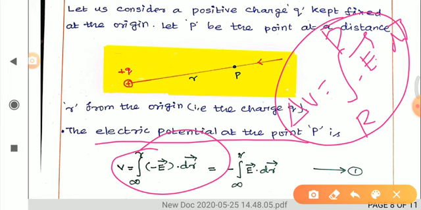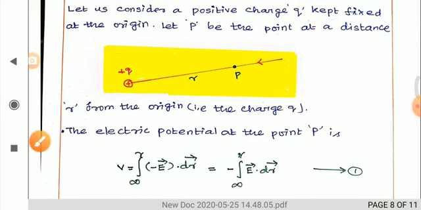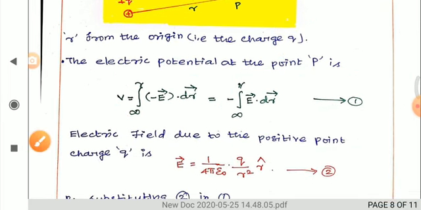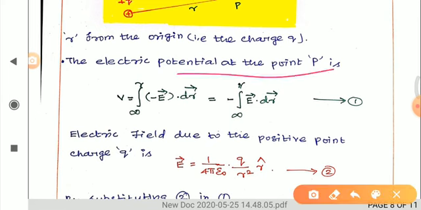So we have to be clear about the formula, right? In this case, we are discussing electric potential at the point P due to the point charge. So this is the general formula: V is equal to integral from infinity to R of minus E vector dot dr vector. Okay, what is the next step we have written? That is nothing but the minus is taken out: minus integral E vector dot dr vector.